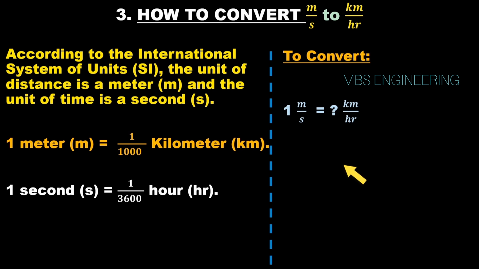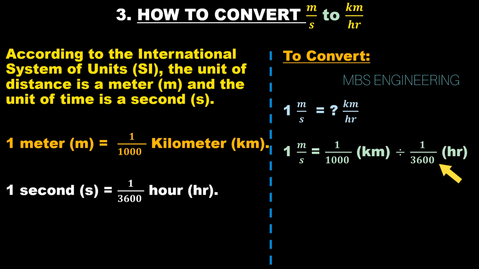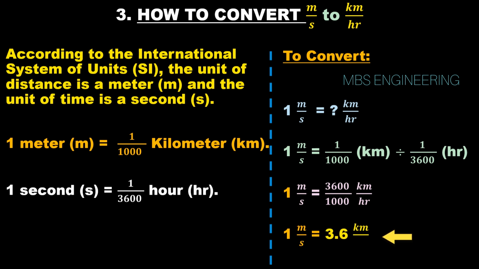Apply the data. 1 meter per second is 1 divided by 1000 kilometer, divided by 1 divided by 3600 hour. Next, further calculations. 1 meter per second is 3600 divided by 1000 kilometer per hour. 1 meter per second is equal to 3.6 kilometers per hour.